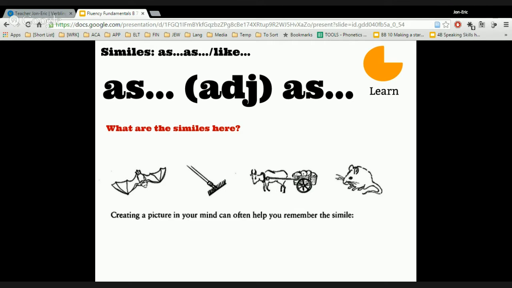I wonder if there's connection problems. Okay. So rakes we can compare to people. Ox we can compare to people. And the mouse we can also compare to people. All of these can be compared to people, and in each case there's something different about the person than there is about the animal.